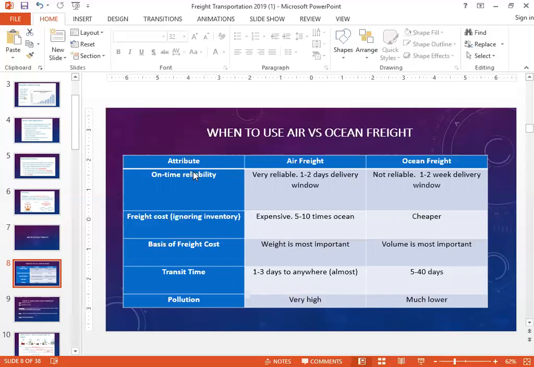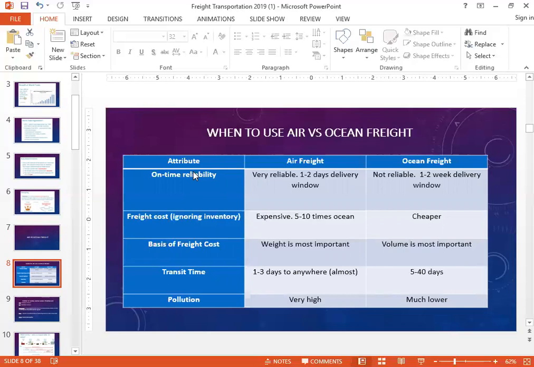All right, the next attribute, the cost. Now here's an interesting point. Air freight is 5 to 10 times more expensive than sending something via a ship. So we saw that timing-wise, air freight is better. But if you want to cut down on cost, you are definitely going to try to go towards ocean freight.